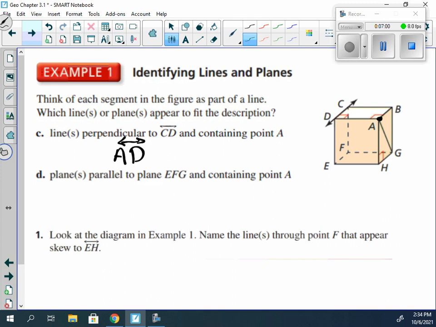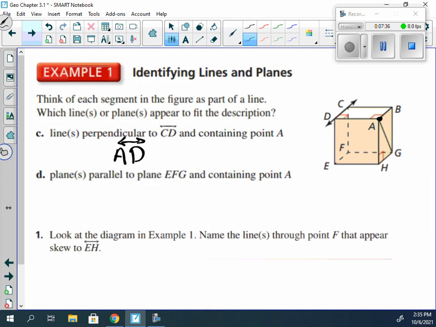Containing point A, so perpendicular. Now, if we listed all the perpendicular, as long as this is a cube and we have all right angles, if we just wanted perpendicular, DE would work, CF would work, CB would work. Any of those would be perpendicular, because as long as they intersect and form a right angle. AB would be parallel to CD. Okay. Any questions on C before we look at D?